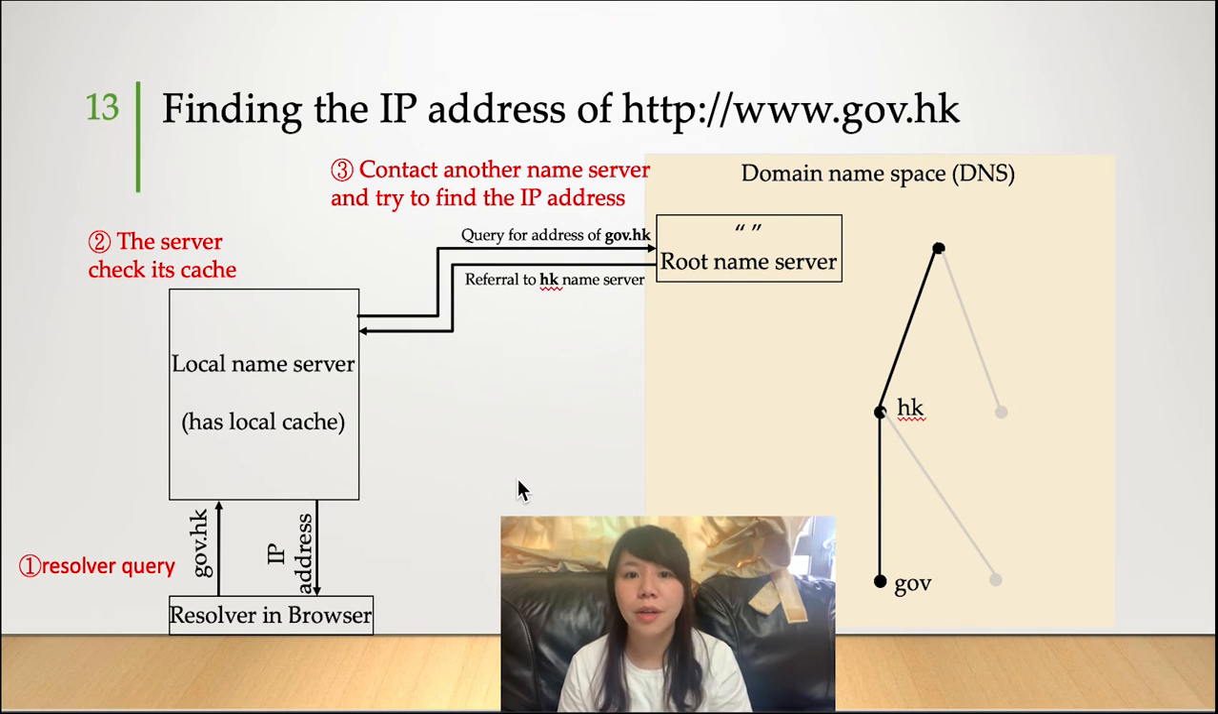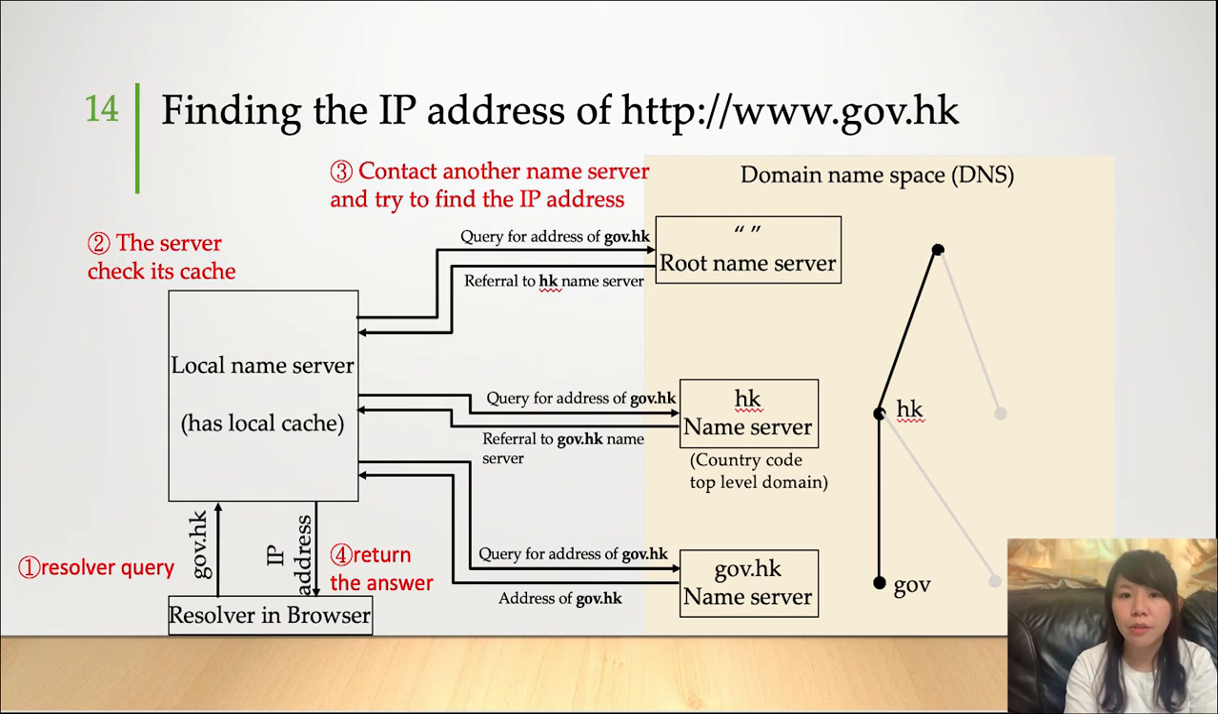In this example, the query is sent to the root name server. The root name server will tell which name server we can get the IP address from. The query will then be sent to the HK name server, which contains the country code top level domain. The HK name server will again refer to the gov.hk name server. Finally, the gov.hk name server has the information and returns the IP address to the resolver of the browser.